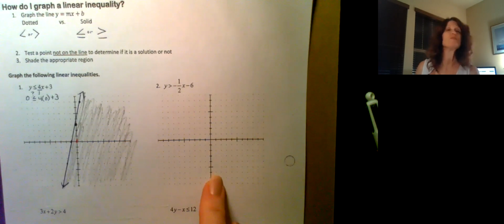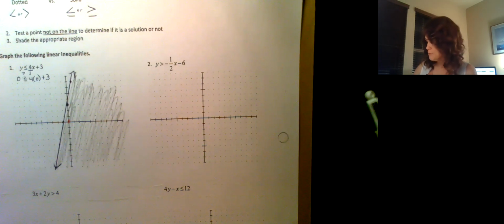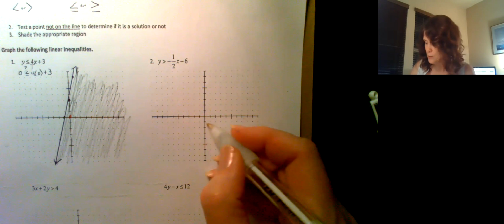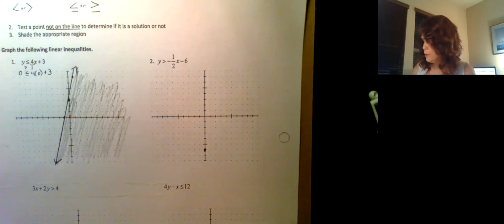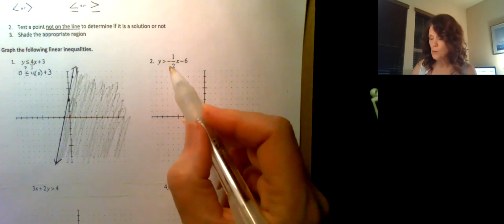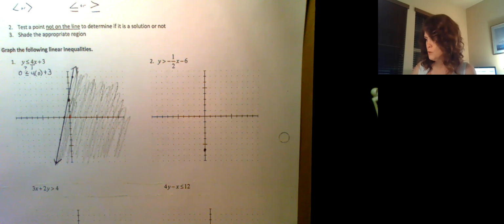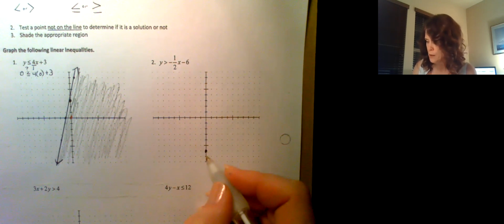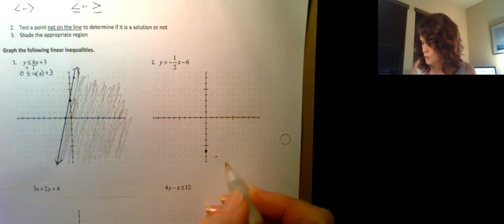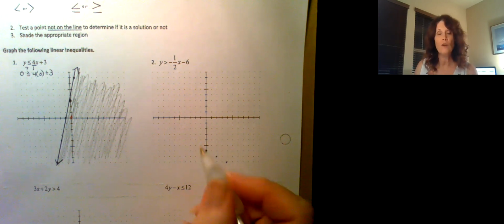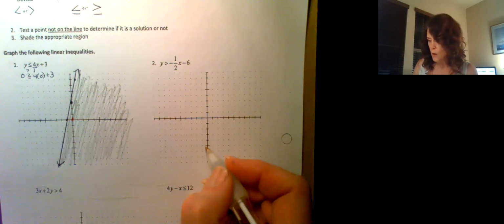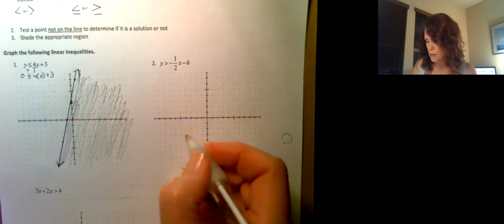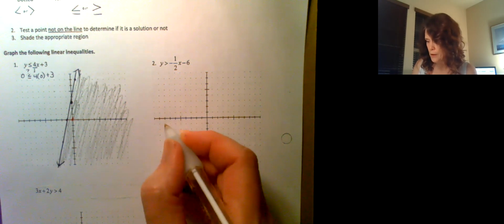Let's try another one. This one's already solved for y also, so that'll make it nice and easy. Where do I begin? Negative 6. 1, 2, 3, 4, 5, 6. Okay, and how am I going to move? I'm going to go down 1 over 2. So I'm not rising, I'm falling 1 and running to the right 2. And so I've run out of room. Again, I can do this in reverse. I'm going down 1 and right 2, but I could go up 1 and left 2 to graph in reverse, left to right order.